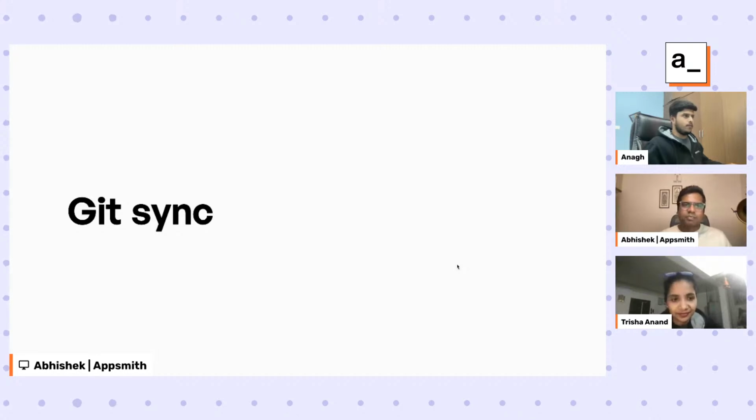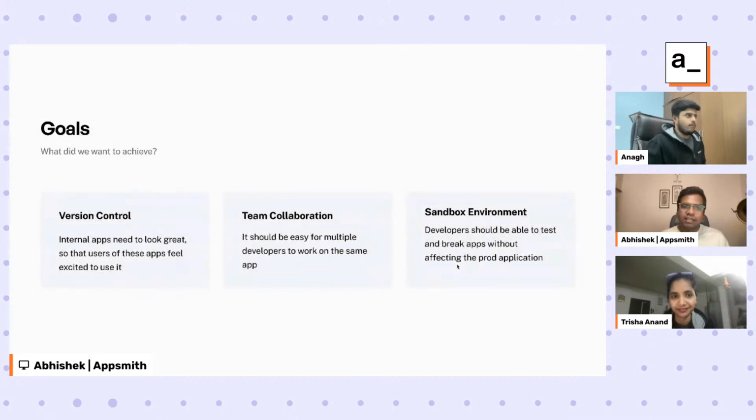Now, Git sync has been one of the most highly upvoted features on GitHub, and we've had a lot of people ask for it. And we know why it's important because we have three goals with Git sync. The first one was version control. Now, the idea is version control should be really easy to do in AppSmith.